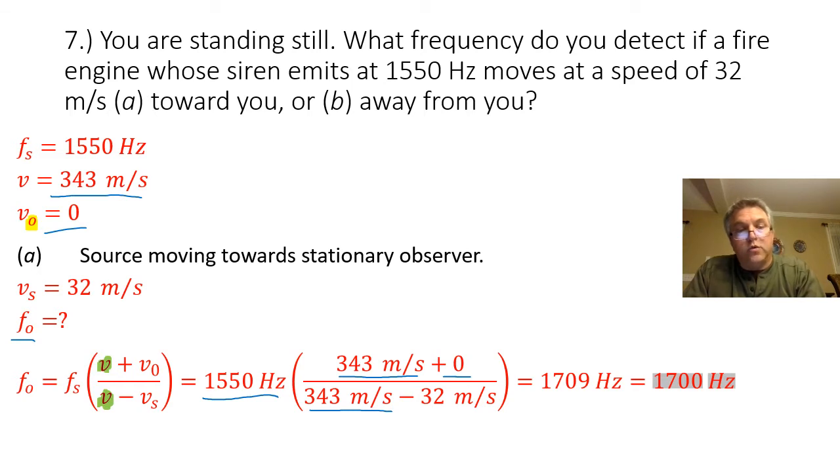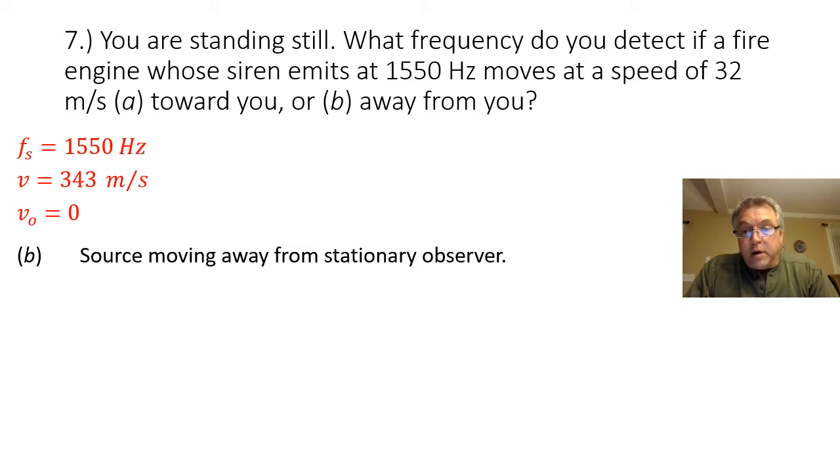And the source is moving toward the stationary observer. So my source is positive 32 meters per second because it's moving toward the observer. On the bottom half of the equation, it's V minus VS. So I have 343 meters per second minus a positive 32 meters per second. When I do that math out, I'm going to have a frequency of 1,709 hertz, or in this case, I think to 2 significant figures should be 1,700 hertz.